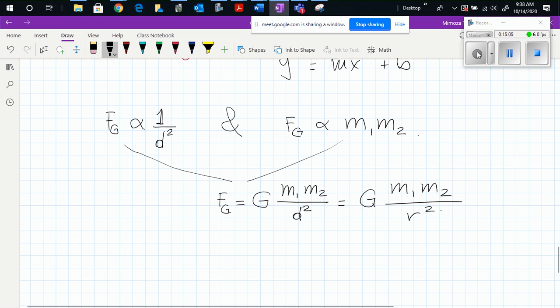In this formula, the universal gravitational constant is 6.67 times 10 to the power of negative 11 newtons meter squared per kilogram squared. Mass M1 is the mass of object 1.